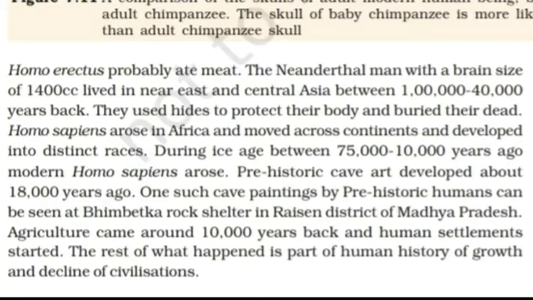During the Ice Age, between 75,000 to 10,000 years ago, the modern Homo sapiens arose. Prehistoric cave art developed about 18,000 years ago. One such cave painting by prehistoric humans can be seen in the Bhimbetka rock shelter in Raisen district of Madhya Pradesh. Agriculture came around 10,000 years back and human settlement started. The rest of what happened is part of human history of growth and decline to civilization.